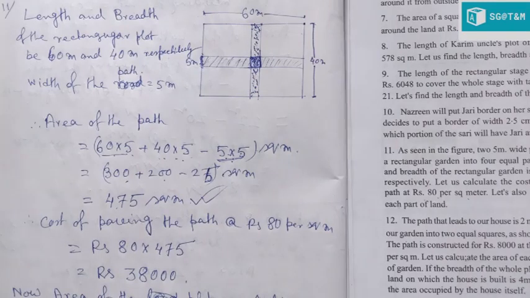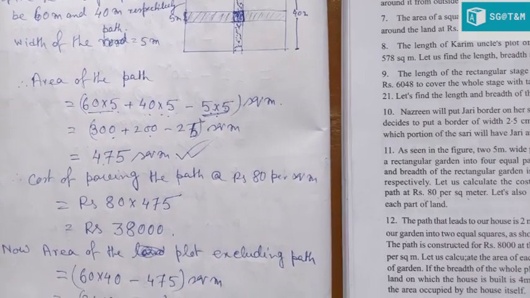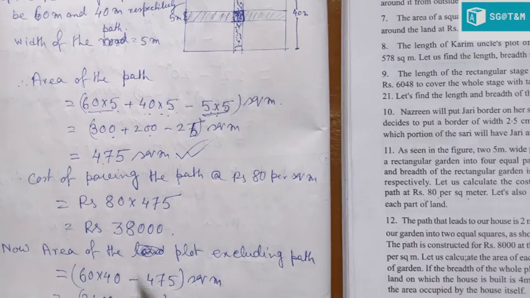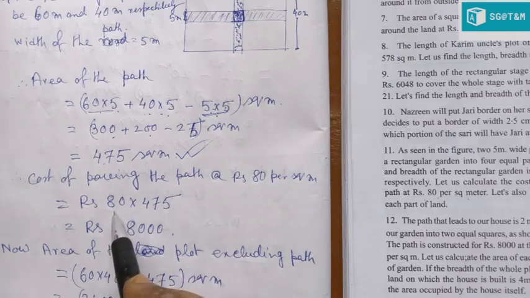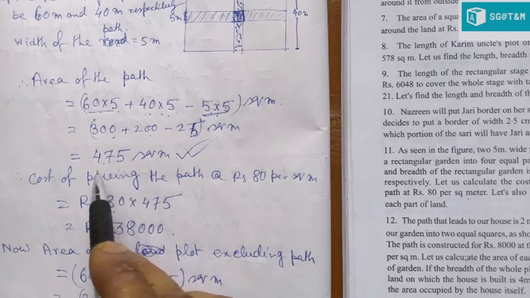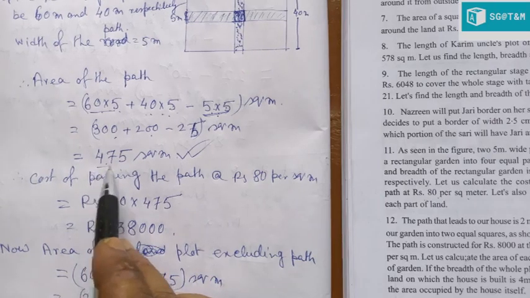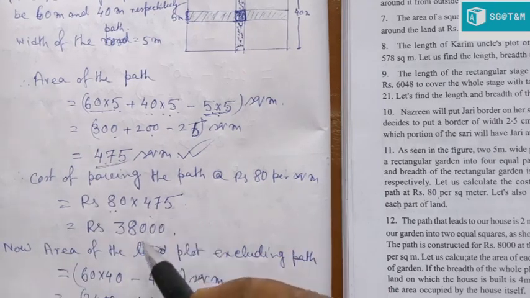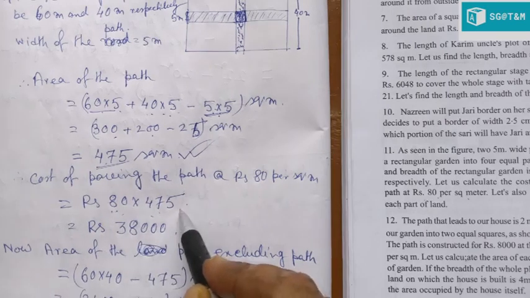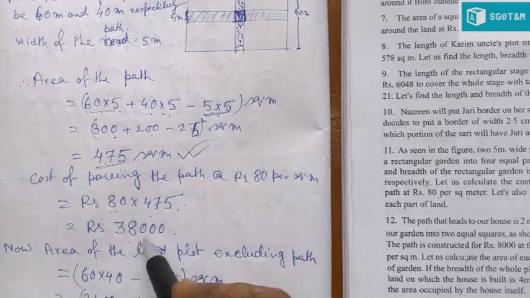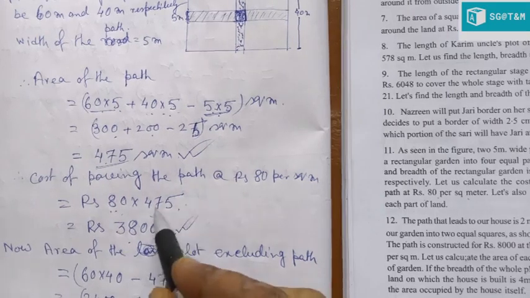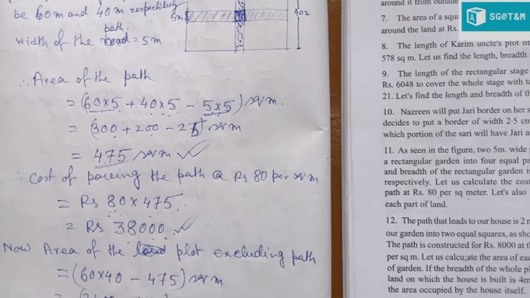Now it is given that the cost of paving is at the rate of rupees 80 per square meter. So we have to pave the area of 475 at rupees 80. So 80 into 475, after multiplying we get 38,000 rupees. Okay, this is the cost of paving the path.